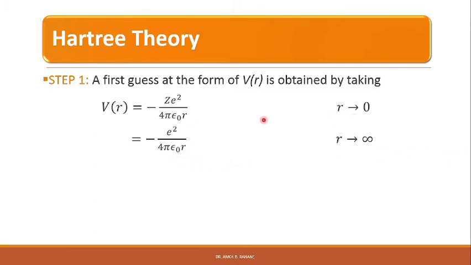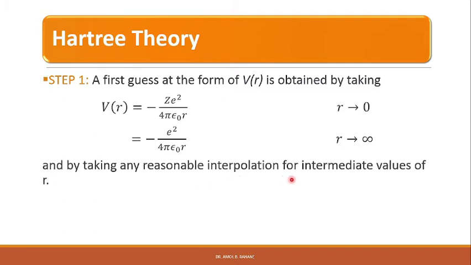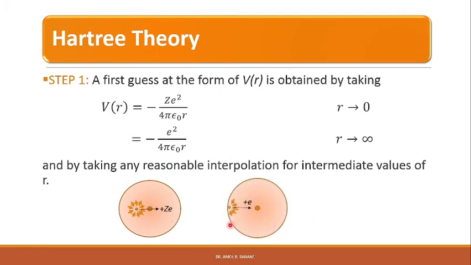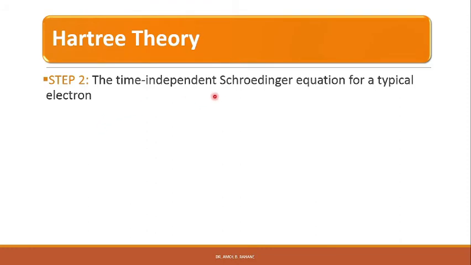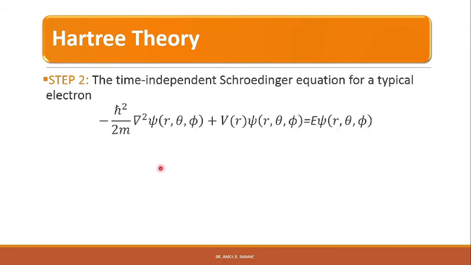That means when the electron is close to the nucleus, we take the potential of the form minus Z e squared upon 4 pi epsilon 0 r, and when it is far away from the nucleus, we take the potential of the form minus e squared upon 4 pi epsilon 0 r. And for the intermediate values, we take a reasonable interpolation of this potential. So for this case, the net charge experienced by the electron is plus Ze when it is close to the nucleus, and when it is far away from the nucleus, the net charge experienced by the electron is plus e.